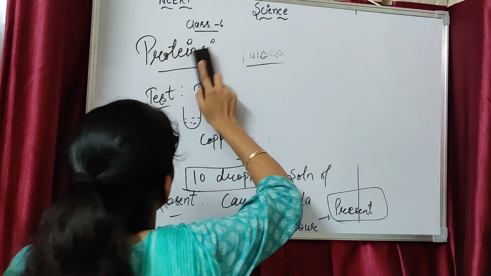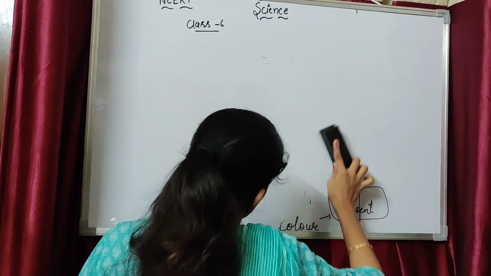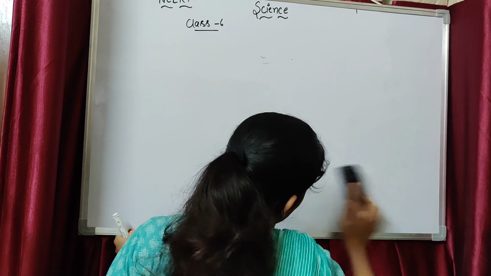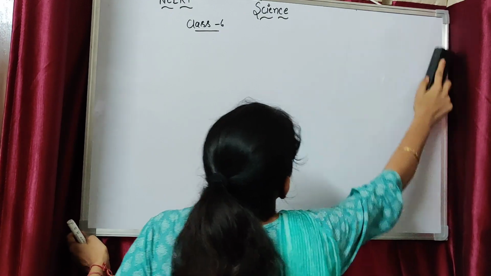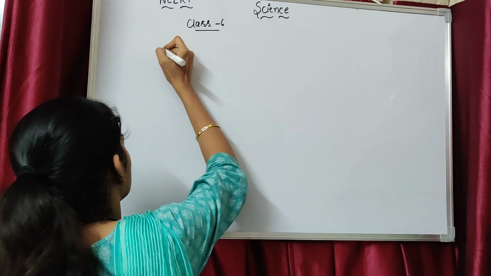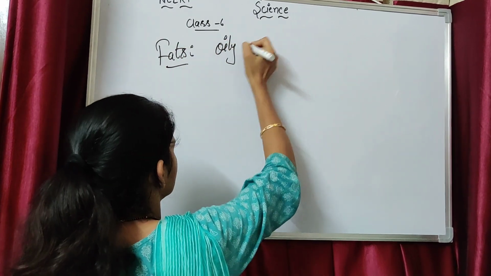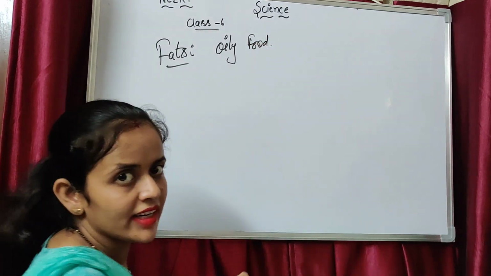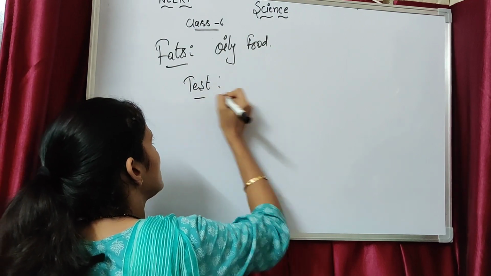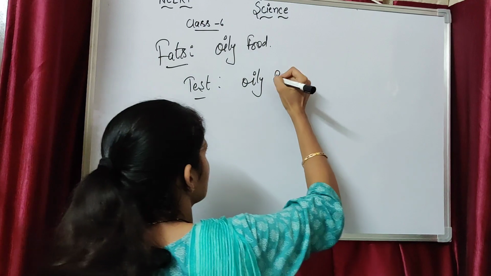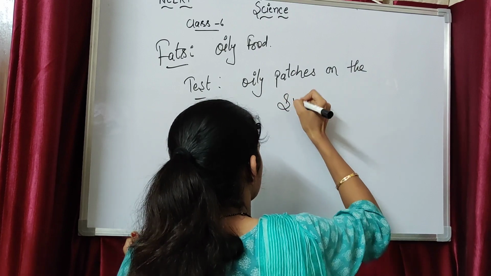Okay, next is fat. Fatty foods. Fatty food items like chole bhature, kachori, bread pakoda, samosa. It seems everyone's mouth is watering. We are not here to eat, we are here to study. Fats. Oily food. Simple test, beta, absolutely simple. Oily patches on the surface.